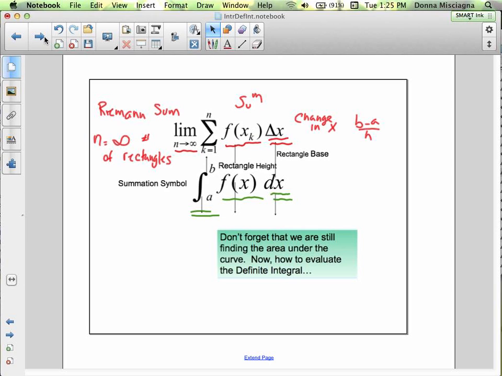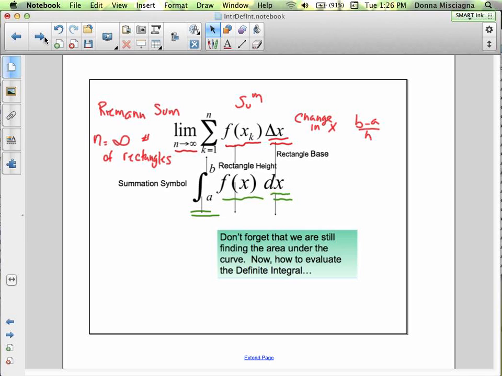So now we're not just summing up a finite number of rectangles. We're taking the limit as n approaches infinity. So that means we're going to have an infinite number of rectangles. So n equals an infinite number of rectangles when we want to find the exact area under the curve. And that corresponds with the integration. The summation symbol matches sigma. The limits of integration match the interval. We have our function. And then the variable of integration is our change in x.